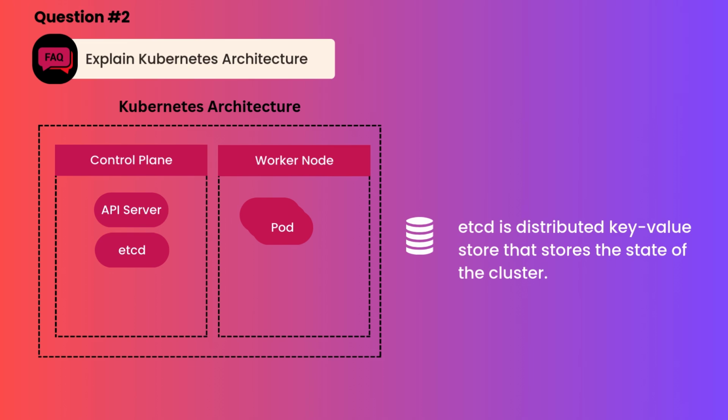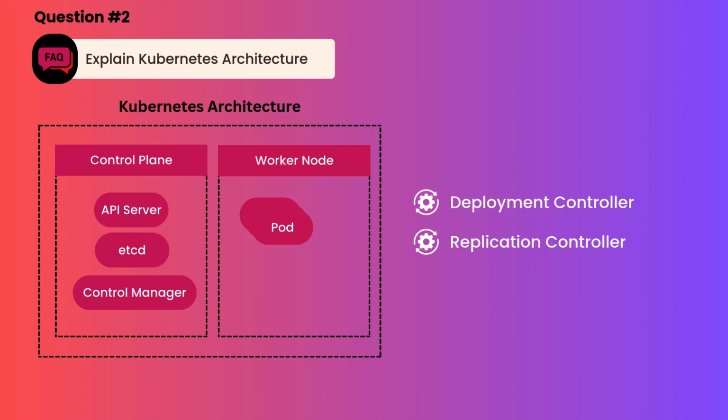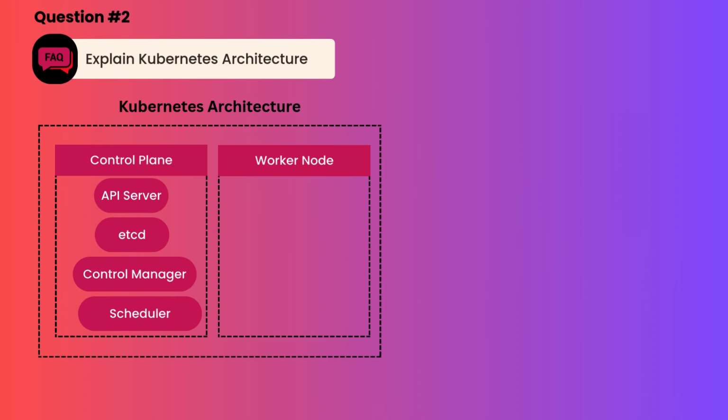Number three, controller manager. It manages and executes various controllers, for example, deployment, replication, etc. Fourth one, scheduler. Scheduler is responsible for assigning pods to worker nodes based on resource availability and constraints. These are the components of the control plane.